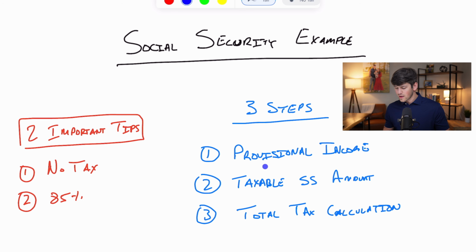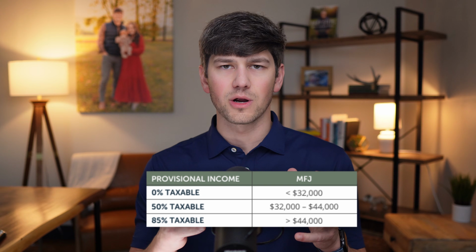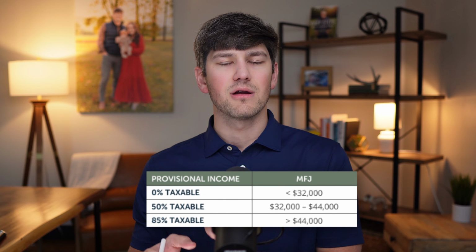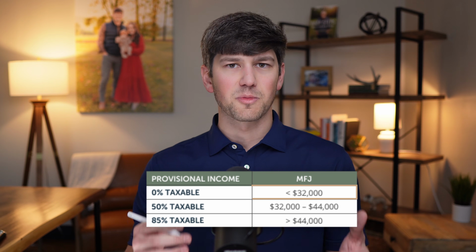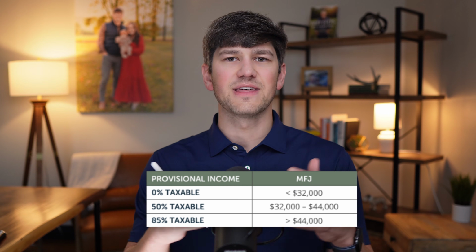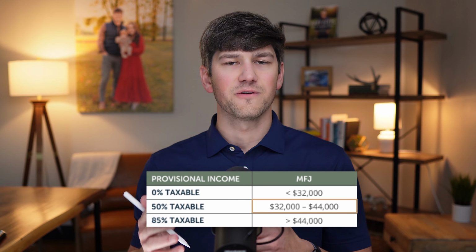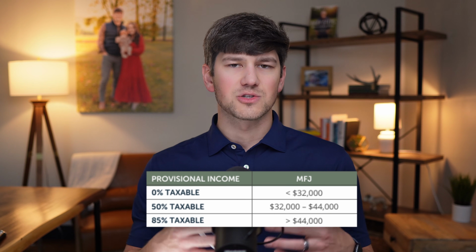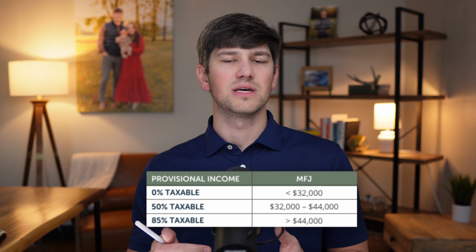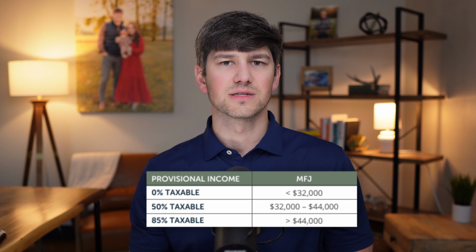The second step is to run that provisional amount through the provisional income tax brackets, and you can see those here on screen. We're going to be looking in this particular situation at married filing jointly. You can see that the first bracket is from 0 to 32,000, and none of that first 32,000 is subject to taxation when it comes to Social Security taxes. Anything from 32 to 44, that's the second bracket. Of that $12,000 that falls in that bracket, 50% is subject to taxation. And then anything above 44, 85% of that amount is subject to taxation. I'll help this make more sense in just a moment as we go through an example, because that might not make any sense so far.